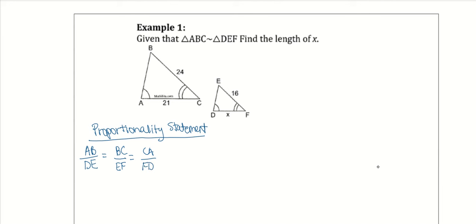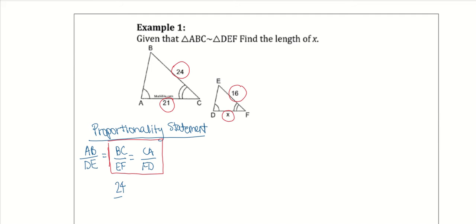Okay, so just take a quick look. We have ABC on the top and DEF on the bottom. Now if we wanted to solve, we could take part of this. We don't have AB or DE, but we do have all of this. For side BC, we have 24. For side EF, we have 16. For side CA, we have 21. And for side FD, we have X. So we can take those 4 things and put them into our proportionality statement.